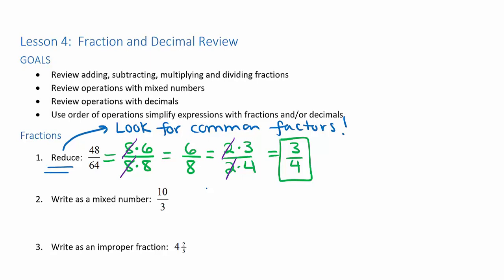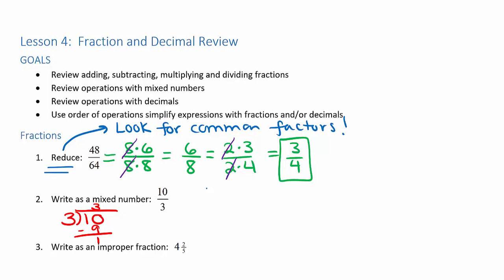You should also be able to take an improper fraction, and that's what I have right here in example 2. That's an improper fraction. And you should be able to convert that into a mixed number. The way to do that is to actually do the division to figure out, well, what do you get if you take 10 and you divide it by 3? Well, 3 goes into 10 3 times. 3 times 3 is 9, and you have a remainder of 1.